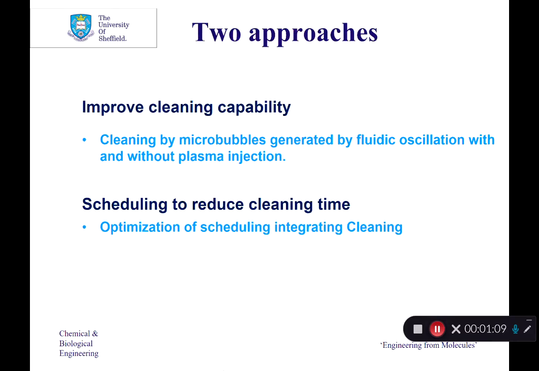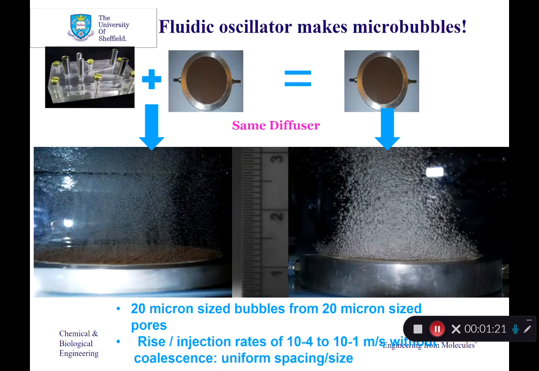So as we said, this is going to look at two approaches with microbubbles and scheduling to reduce the cleaning time by introducing and integrating cleaning into the optimization. The fluidic oscillators make microbubbles, and you can see here with the same diffuser with and without the fluidic oscillator, you can see the difference in making monodispersed bubbles, very small microbubbles that are generated.